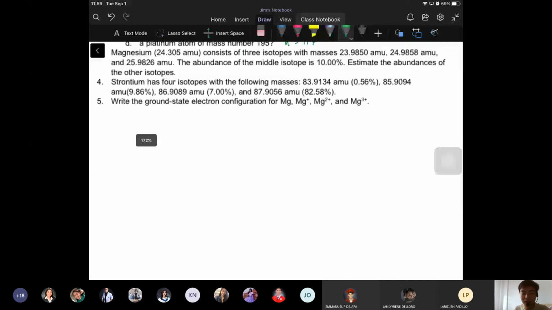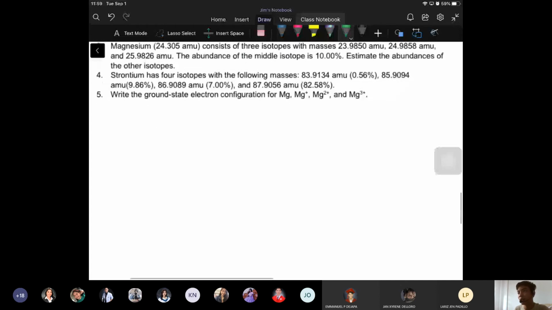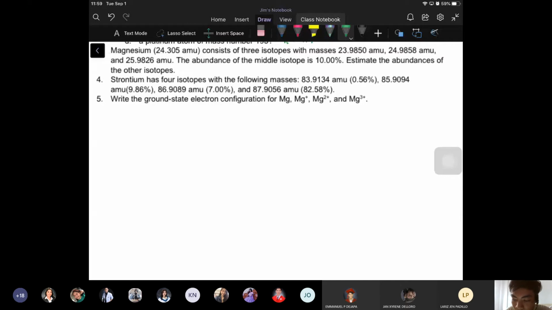Itong number 3 medyo mahirap kaysa sa ipapagawa ko sa inyo, para masaya yung buhay. But anyway, let's proceed. So magnesium, the average atomic mass of magnesium is 24.305. It consists of 3 isotopes with masses 23.9850 atomic mass units, 24.9858 atomic mass units, and 25.9826 atomic mass units. The abundance of the middle isotope is 10%. Estimate the abundances of the other isotopes.